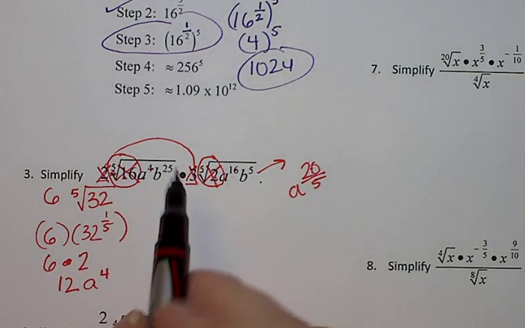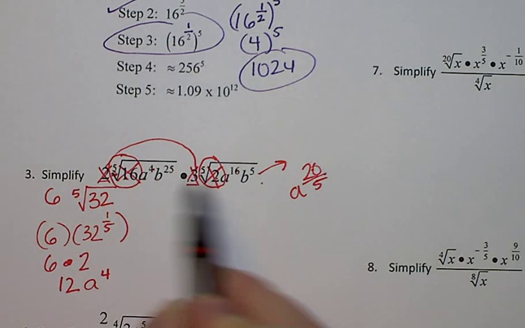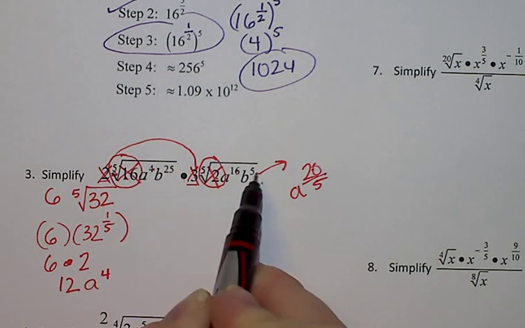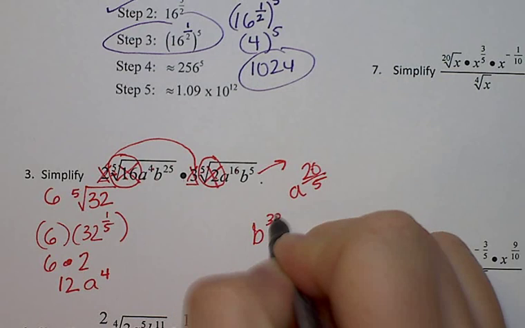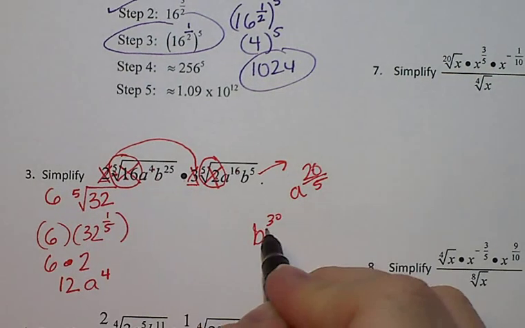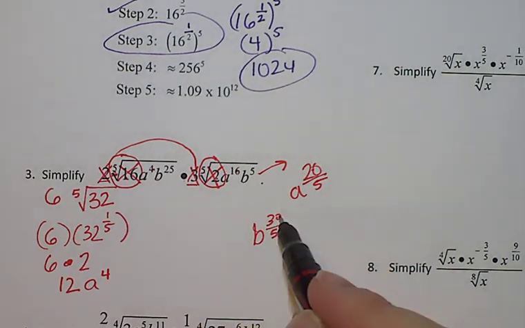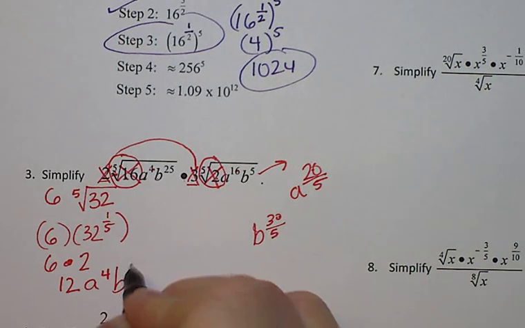Let's do b. So same base and multiplying, 25 plus 5 is 30. Now underneath the 30, we're going to put the nth root, which is 5, and 30 divided by 5 is 6.